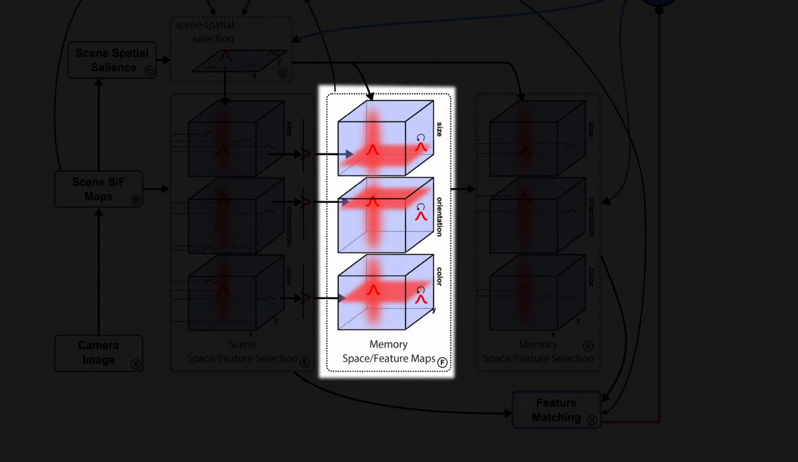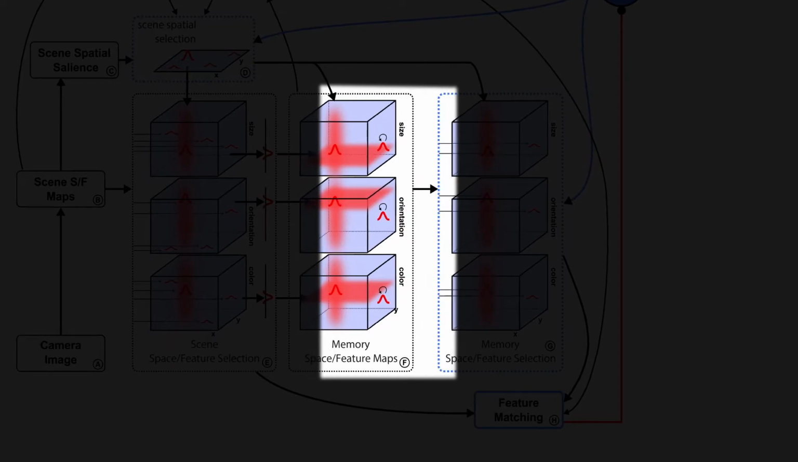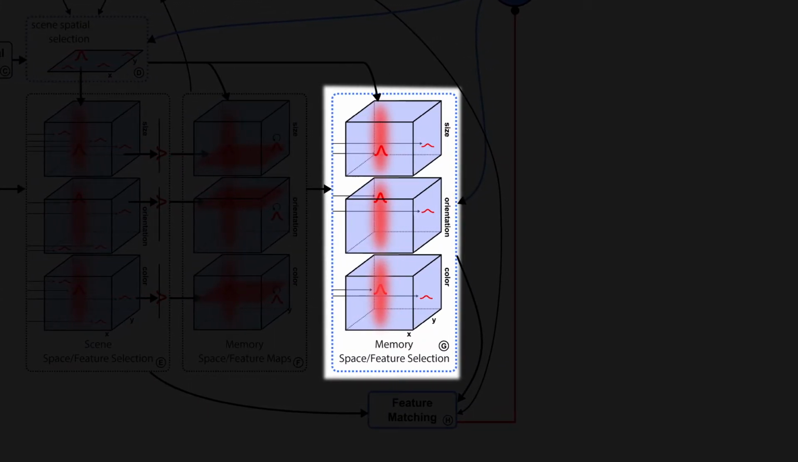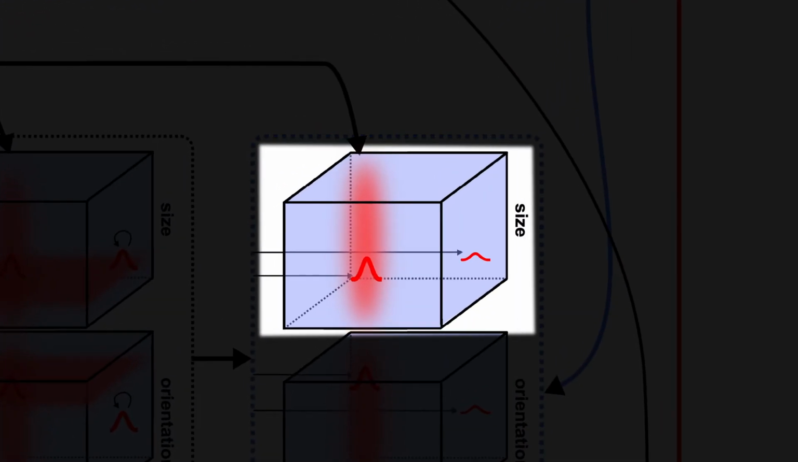The memory space feature maps provide three-dimensional input to an analogous set of three memory space feature selection fields. In these fields, one item from the input is selected and brought above threshold, again based on overlap with cylinder input from the scene spacer selection field. The result is an isolated representation of the memory item at the attended location.